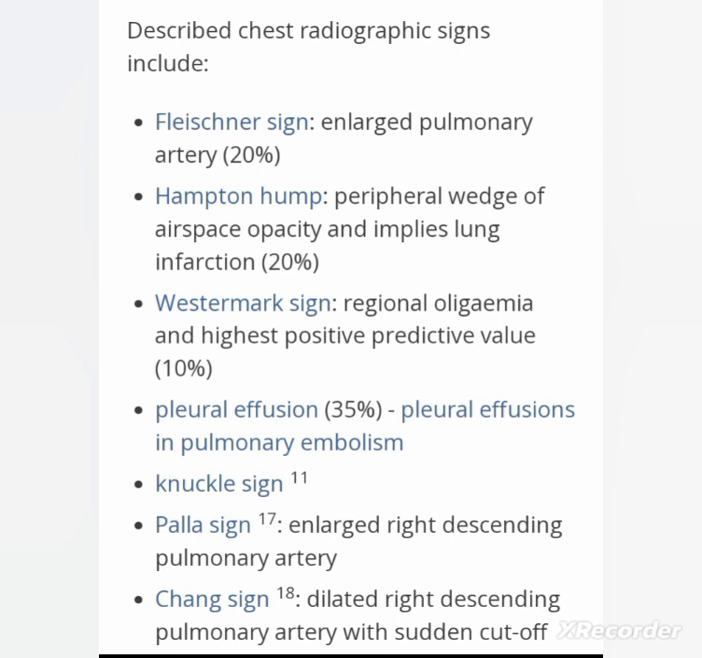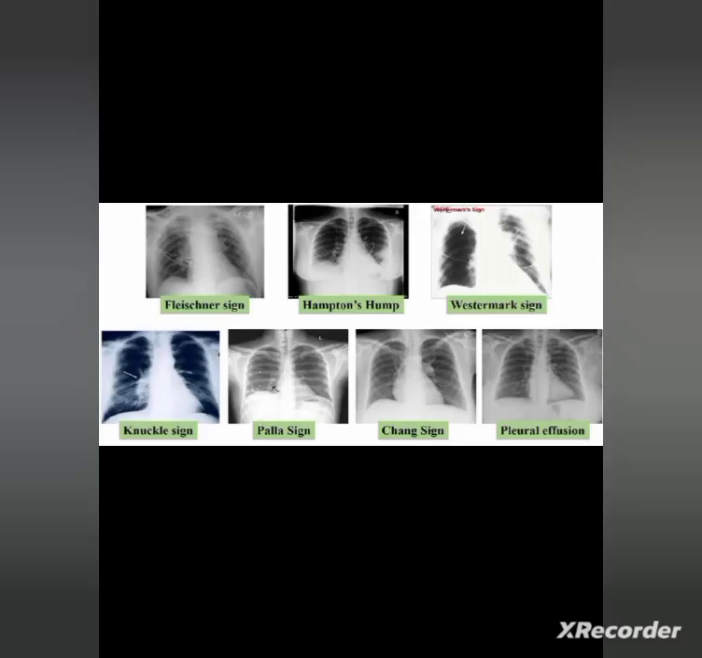So these signs may be asked in your PSC exams. They may ask questions like, in which condition do you see all these signs. So you just understand which signs they are. The long explanation is not needed. Just understand these are the signs that may be associated with pulmonary embolism. So once again, these all are the Fleischner sign, Hampton hump, Westermarck sign, knuckle sign or the Palla sign, Chang sign and pleural effusion. These all are the signs of pulmonary embolism.